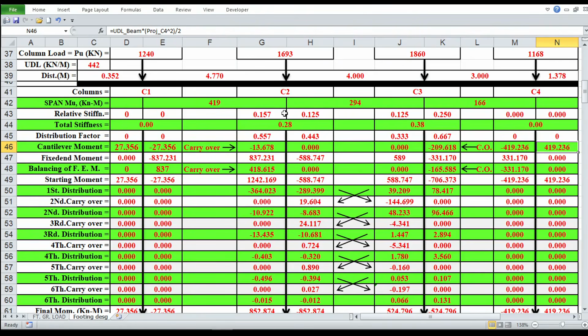Now half of this moment will carry over to this point, under seat to the left hand side. And similarly, half of this moment will carry over to this point. Now, the fixed end moment. This is WL square by 12. This is WL square by 12. To balance this moment, we have to put plus 837 kilonewton meter moment here and minus 419.236 kilonewton meter moment here. So it will nullify this.